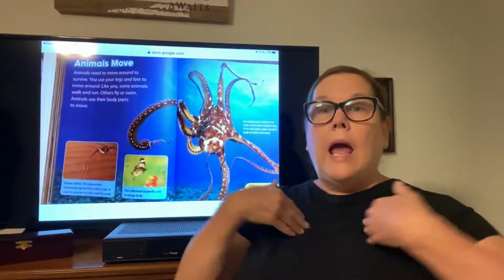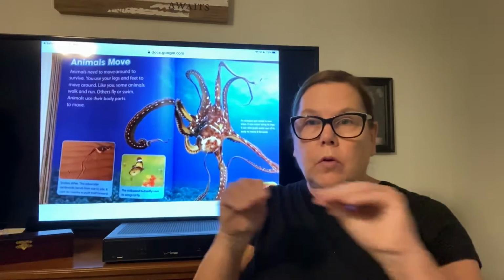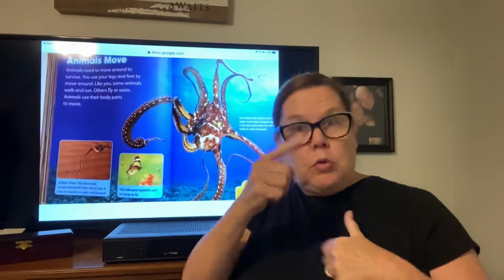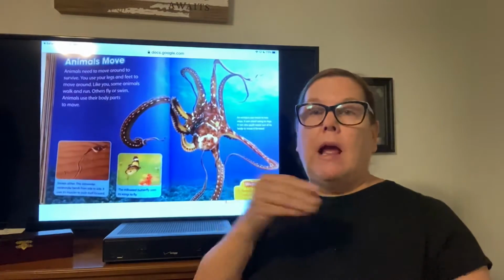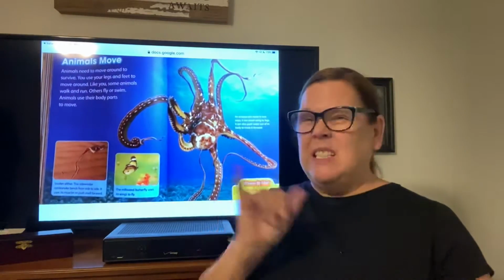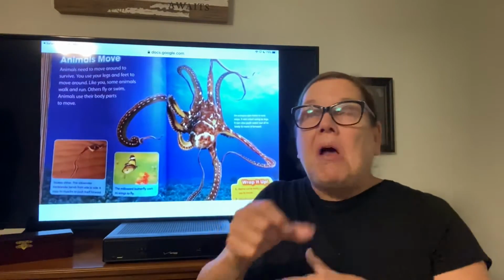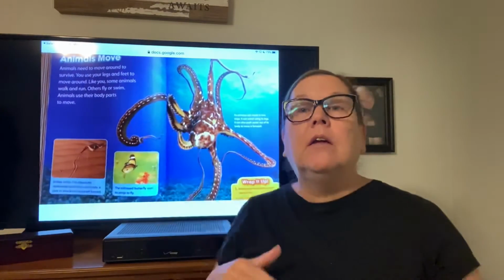Animals move. Animals need to move around to survive. You use your legs and feet to move around. Like you, some animals walk and run. Others fly or swim. Animals use their body parts to move.